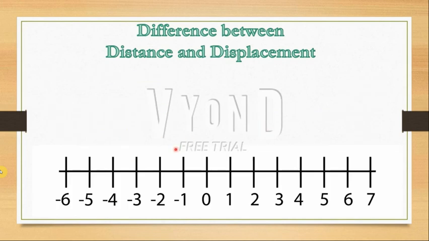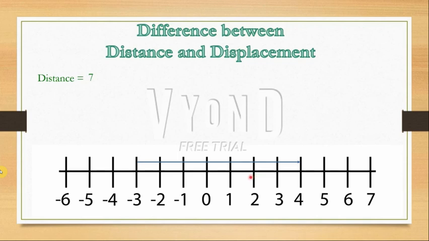Let's see another difference between distance and displacement. Let's say there is an object moving from point -3 to point 4, and we need to calculate the distance and the displacement. Let's start with the distance. The distance is the length covered by the object, and the object covered the length between -3 and 4. How many units? 1, 2, 3, 4, 5, 6, 7 units. So the distance equals 7 units, 7 meters or 7 kilometers, it depends.